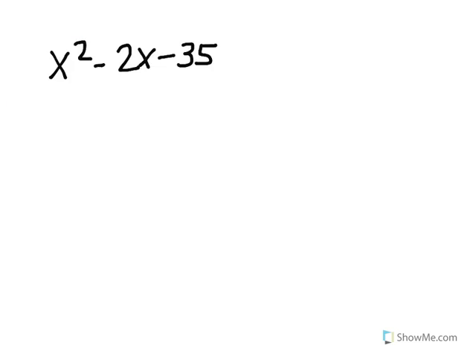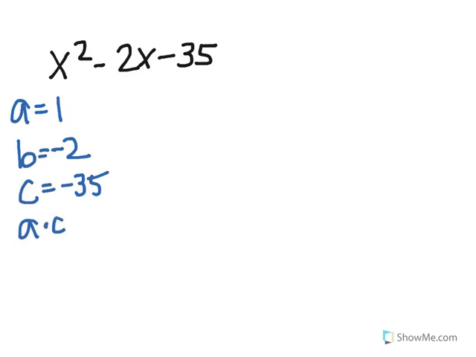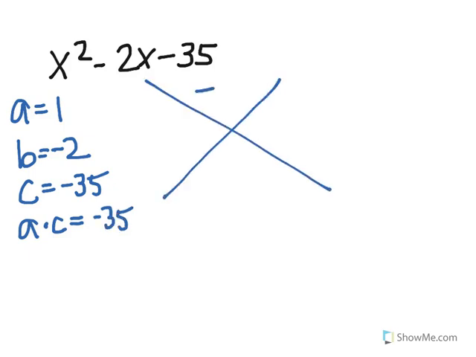Okay, x squared minus 2x minus 35. So in this case, a is 1, b is negative 2, c is negative 35. And then, just for grins, let's put what a times c is down here. 1 times negative 35 is negative 35. Now let's do our x factor. A times c goes up here. B goes down here, negative 2. Trying to come up with two numbers that when I multiply them together give me negative 35, but when I add them together I get negative 2.